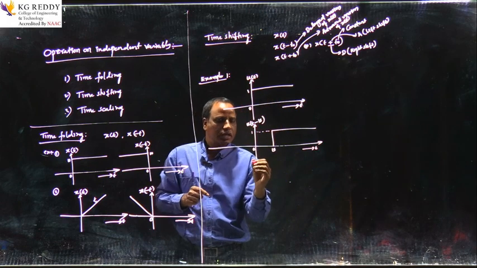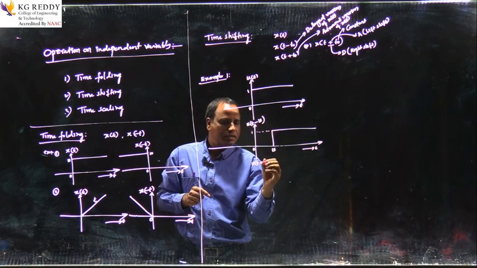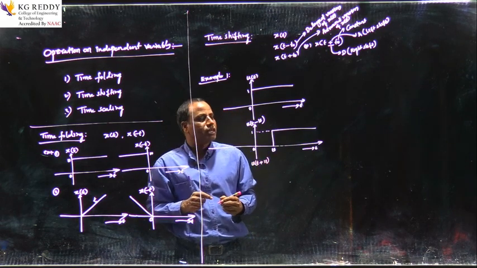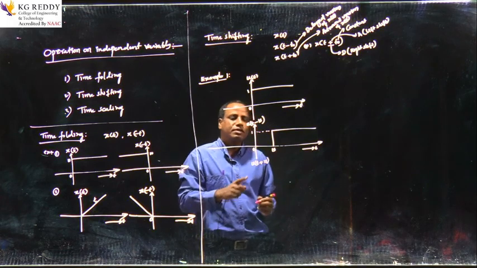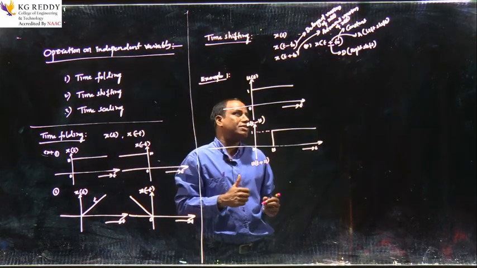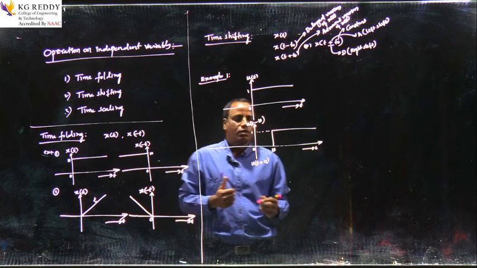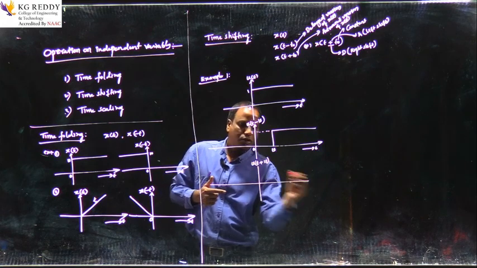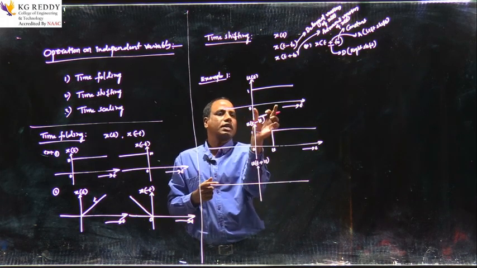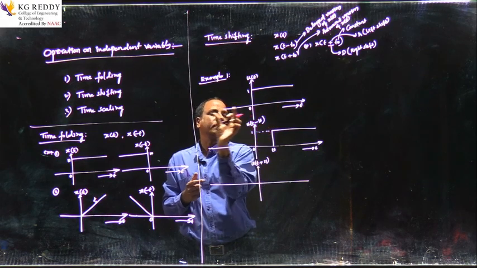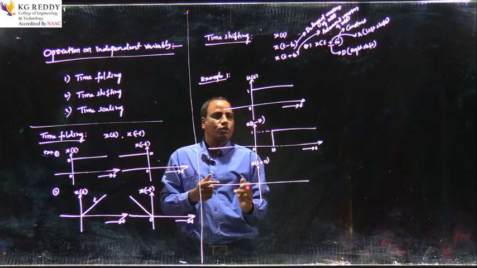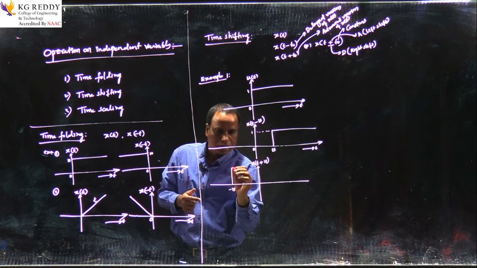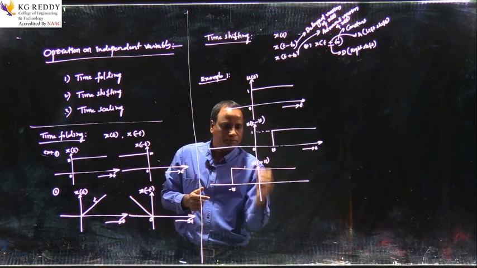If I want to sketch u of t plus 15, plus means advance, in the sense of left shift by 15 units. So it looks like this. Rather than starting at the origin, this signal will be shifted towards the left side. So it starts at minus 15, and it continues. This is 1, this is 0.